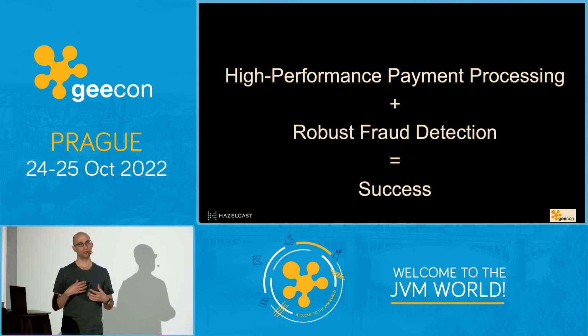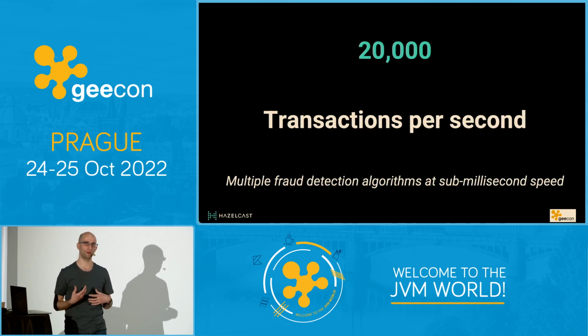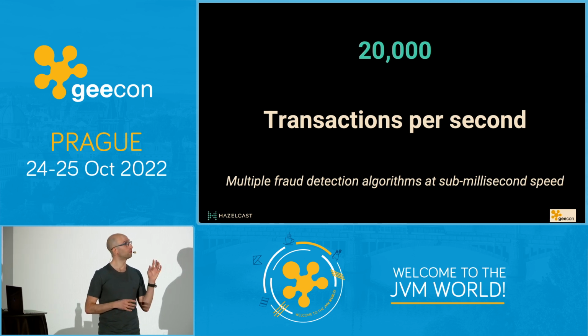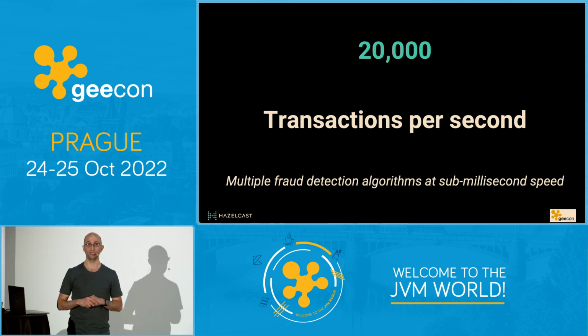Obviously, how many transactions per second is an important factor. Remember, we're talking about sub-milliseconds. We're not talking about a few hundred transactions. We're talking about 20,000 on average per second. So if you really want to handle fraud detection, you want to develop an application where you can process so many transactions per second.